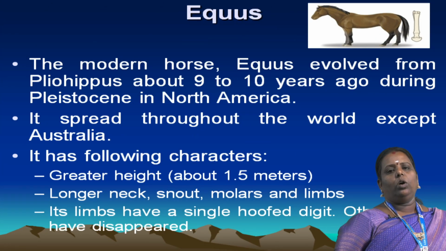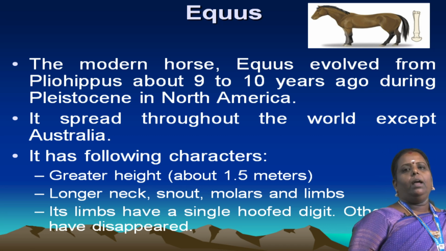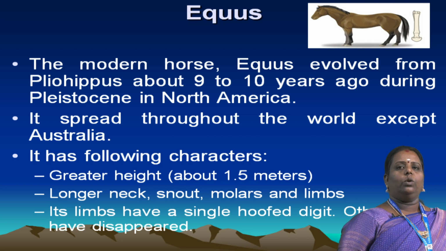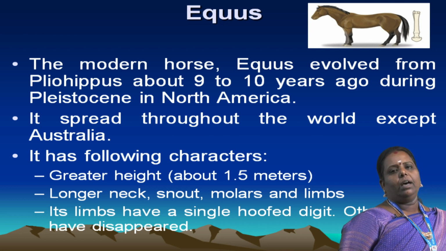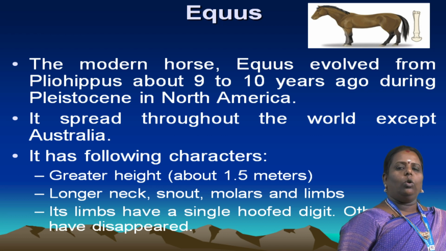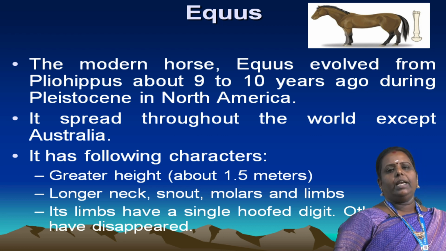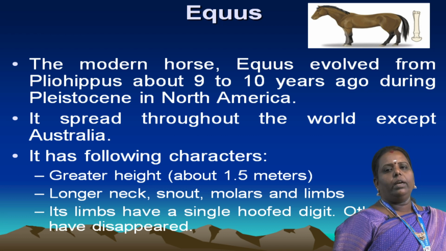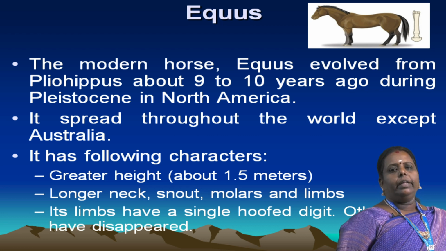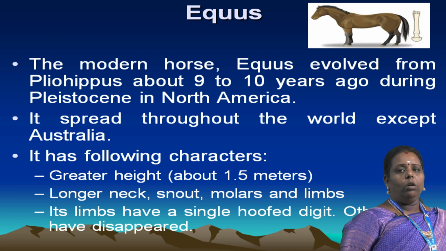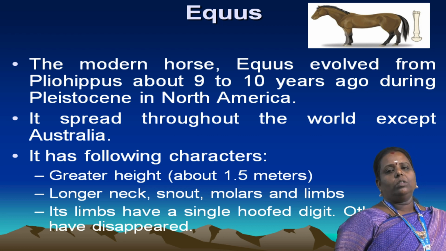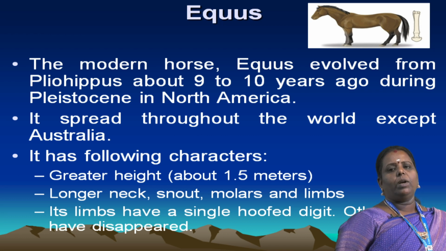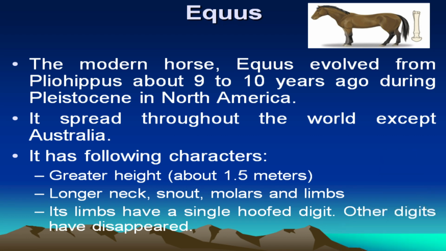Another is the modern horse, Equus, which evolved from Pliohippus about 9 to 10 lakh years ago during the Pliocene in North America. It spread throughout the world except Australia. What are the characters of this one? Height is also very high, 1.5 meters, with a longer neck and snout. The molars and limbs are well developed. The limbs have a single hoofed digit only, not all hoofed.